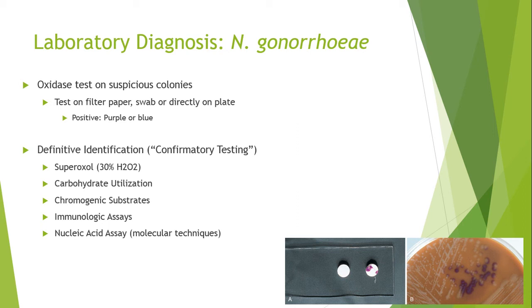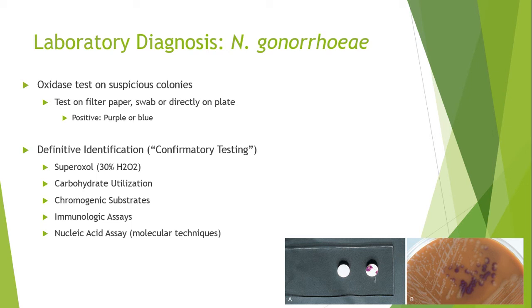Some other confirmatory testing that we can do for definitive identification to confirm the identity. A superoxol, which is a 30% hydrogen peroxide solution. It's performed just the same as the catalase, except it's a higher concentration. It's a toxic reagent, so I don't have it in the lab. Gonorrhea is positive, all other Neisseria are negative. So that's a quick, easy test. Carbohydrate utilization. What sugars does it ferment?